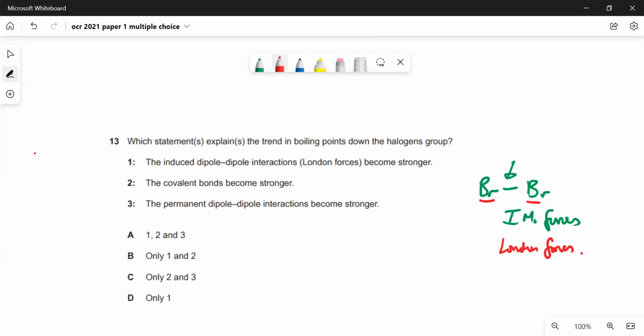Now, they do get bigger as you go down the group, from fluorine, chlorine, bromine, iodine, because the molecules are getting bigger, there are more electrons, so the London forces are stronger. The trend in boiling points is explained by the induced dipole interactions becoming stronger. The covalent bond has nothing to do with it. And there's no permanent dipole, so that's wrong. So the only possible one it can be is D.